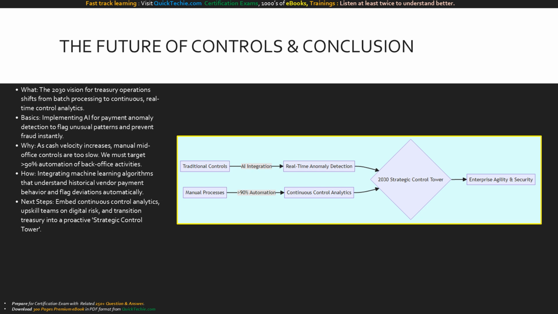How will this work? Machine learning algorithms will ingest years of historical vendor data. If a payment suddenly deviates from a known pattern, say, a different banking country or abnormal amount, the AI instantly flags it, preventing fraud before the cash leaves the building. To prepare, you must embed these continuous controls and upskill your teams on digital risk management.